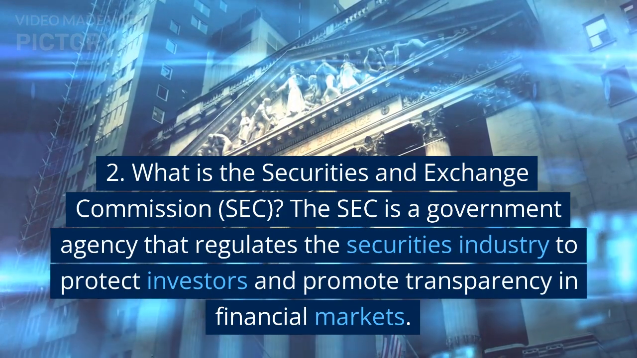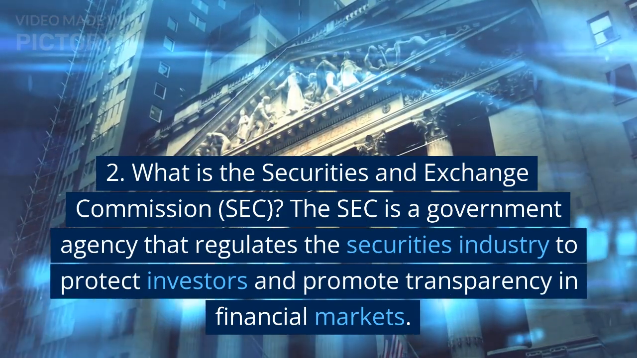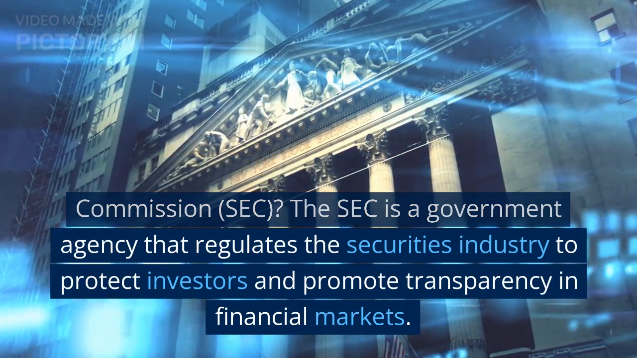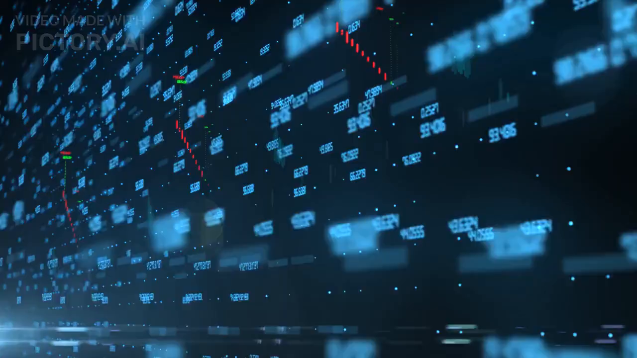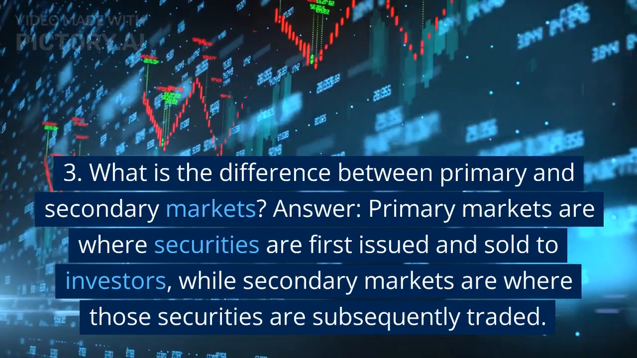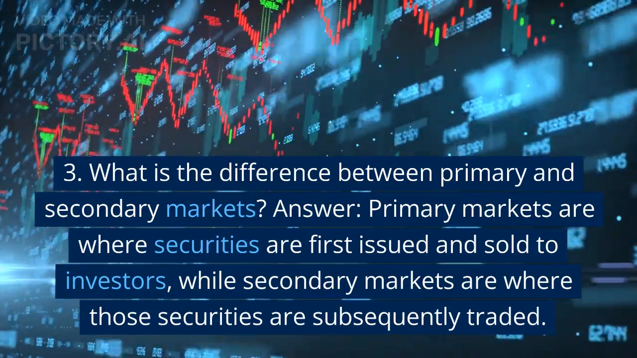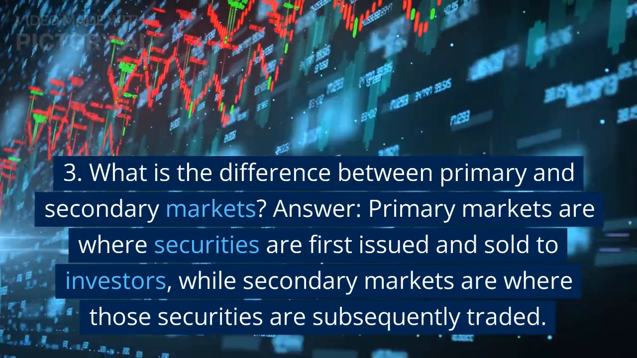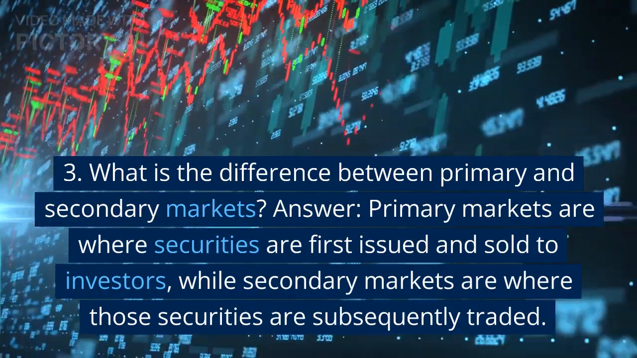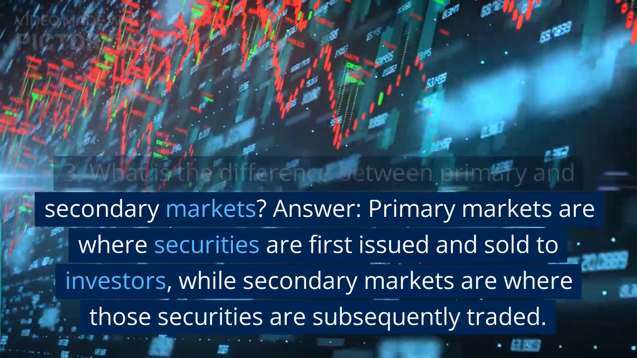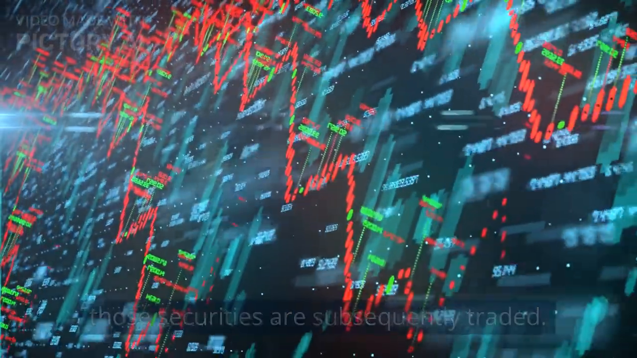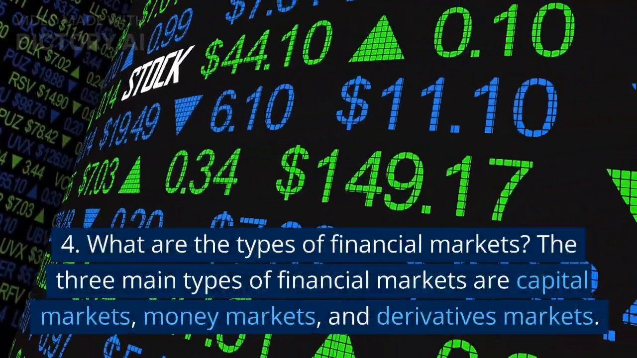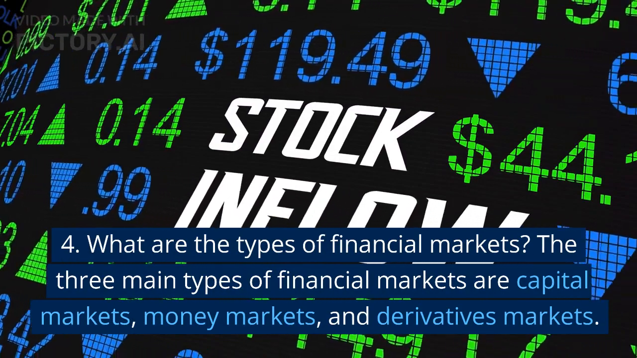The SEC is a government agency that regulates the securities industry to protect investors and promote transparency in financial markets. 3. What is the difference between primary and secondary markets? Primary markets are where securities are first issued and sold to investors, while secondary markets are where those securities are subsequently traded. 4. What are the types of financial markets?